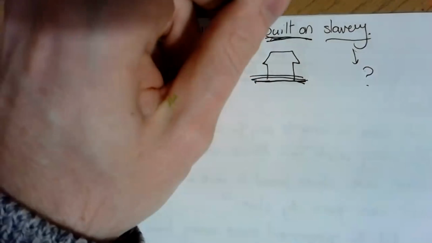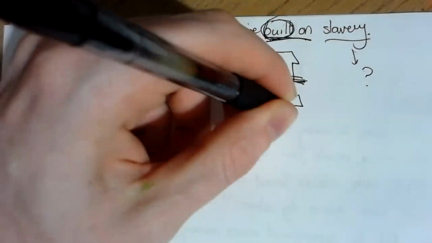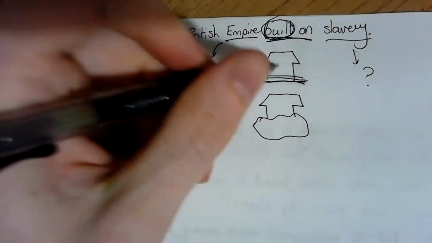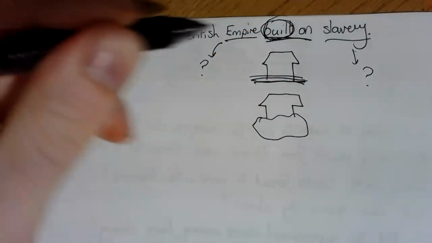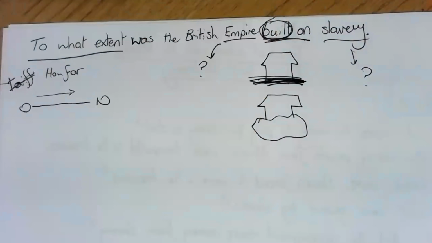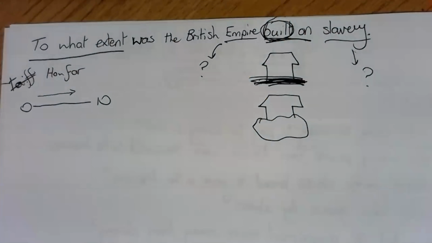But built on is more than that. It's basically, if you're built on it, it must be there for that to survive. You can't build a house on a cloud because it will fall straight through. So it must be built on slavery. That's what this is saying. Built on. To what extent was the British Empire built on slavery? Well, built means slavery must be there. It's something that's really, really important. If it's not really, really important, it's not built on, it's influenced by.